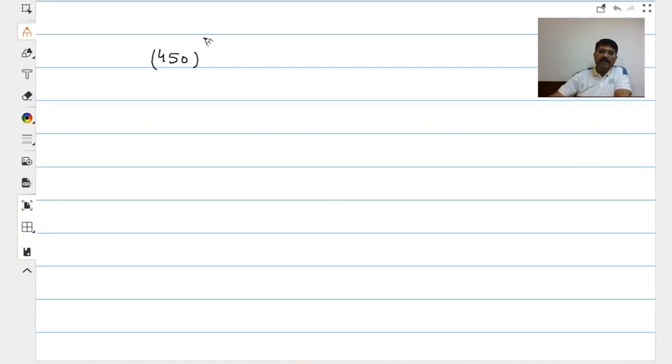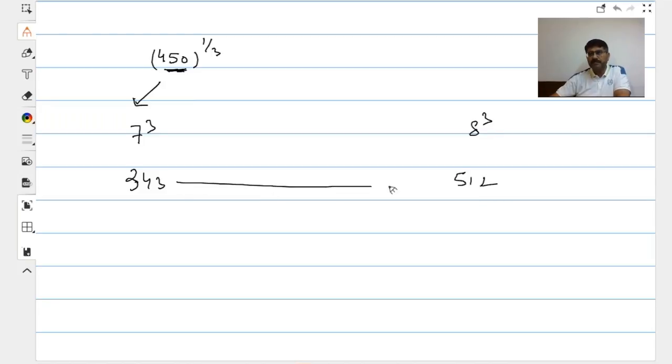Square root mein bhi kaam karega. Everywhere. This is 450 cube. Right? Now you try to imagine what is the, matlab, in between ye kaun si limit mein aayega. You tell me that. 450. 7 cube is 343. And 8 cube is 512. Thank you. Right? It is in between that. 7 and 8. This is going to be 0.1 and this is going to be how much?